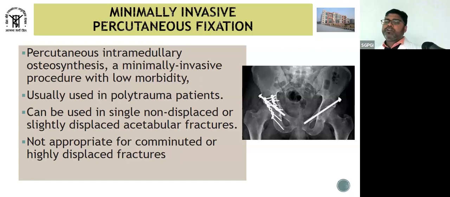So in those scenarios only, or if the fracture is not displaced at all, but you want to mobilize the patient early, you can go for percutaneous fixation or the minimally invasive fixation. But again, I would say that this cannot be done in all the patients. Usually, it can be used in polytrauma patients where it's better to do something than not doing anything at all. And it can also be used in single, non-displaced or slightly displaced fractures. But again, it's not appropriate for comminuted or highly displaced fractures, because you have to access them properly so as to get a congruous joint.